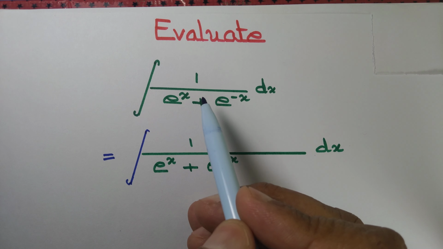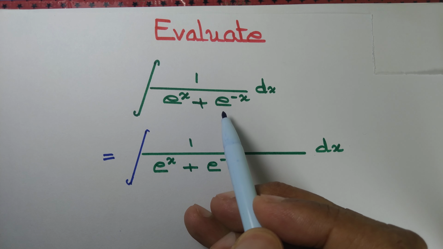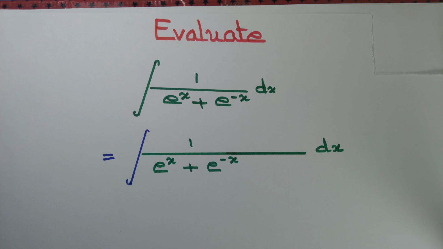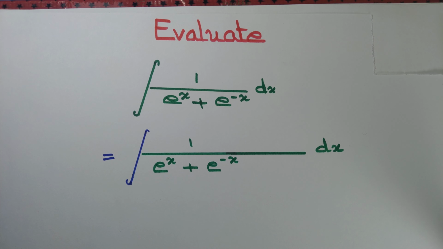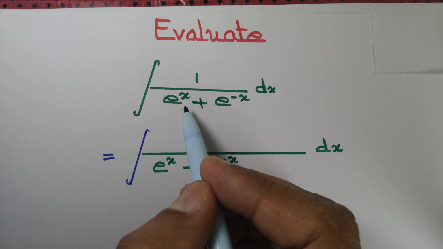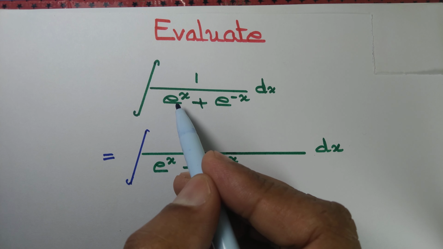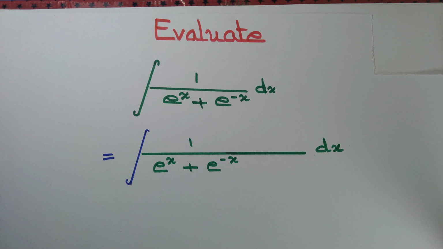Let us evaluate the integral 1 by e to the power x plus e to the power minus x dx. You see that you have something on denominator and something on numerator. Generally in this kind of situation, what we do is we get something on denominator such that its derivative is numerator. Do we have such thing here?